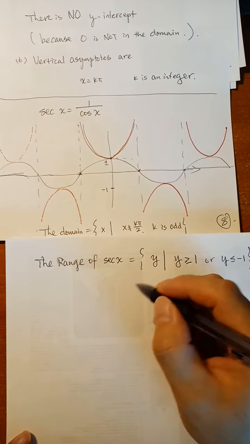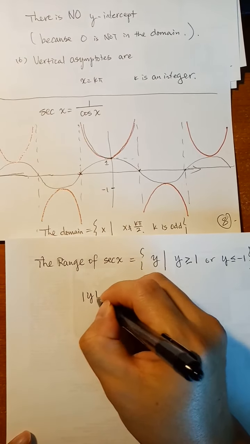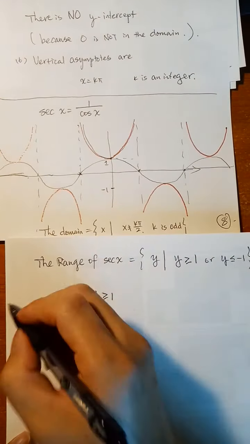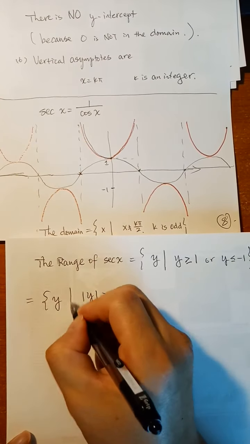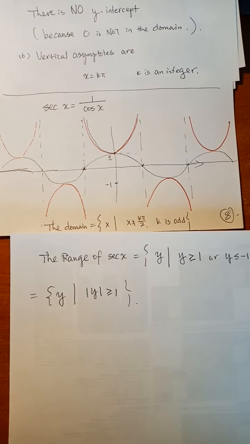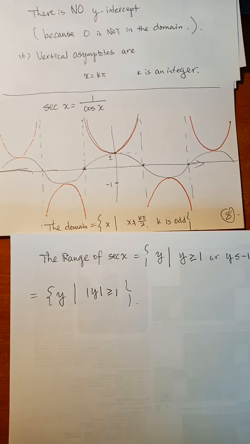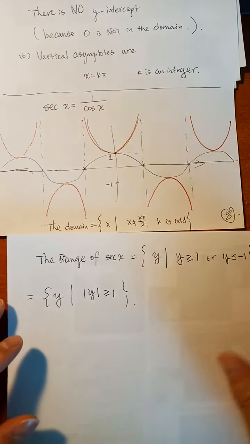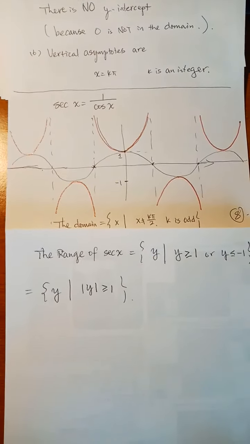Or you can consider that the absolute value of y is greater than or equal to 1. Okay, so that's another way to describe the domain and the range. Another way to describe the range of secant. Okay, so secant is 1 over cosine.